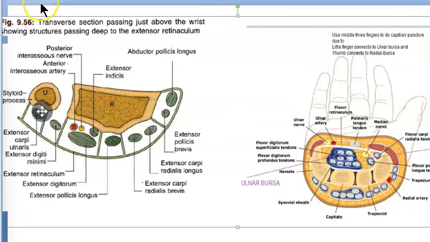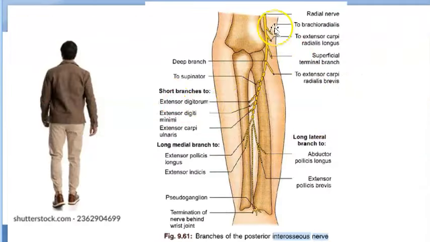Okay, so this is the course of the posterior interosseous nerve. It begins where? Cubital fossa, and ends where? Here, just before your wrist, okay? Next part of the question is the branches, okay? So what are they asking you? The branches of the posterior interosseous nerve.